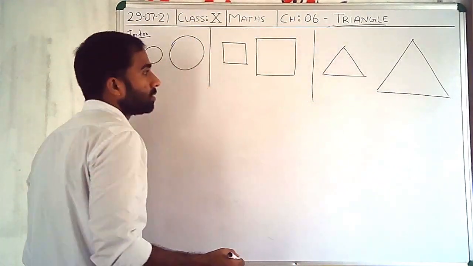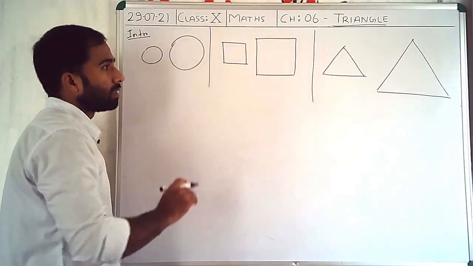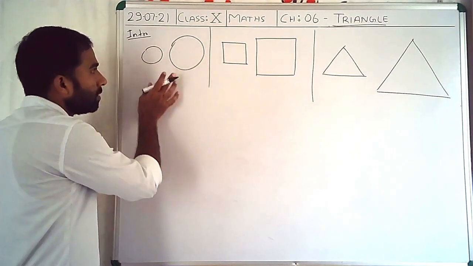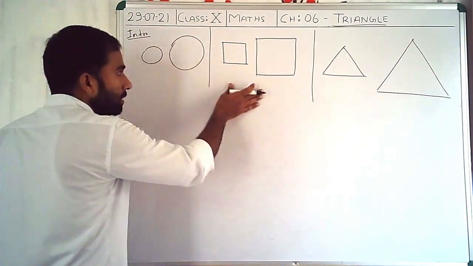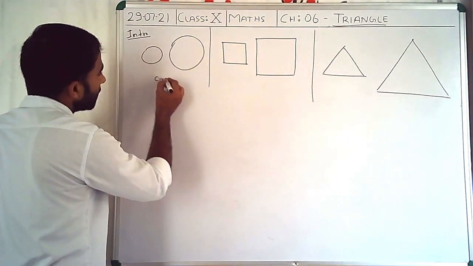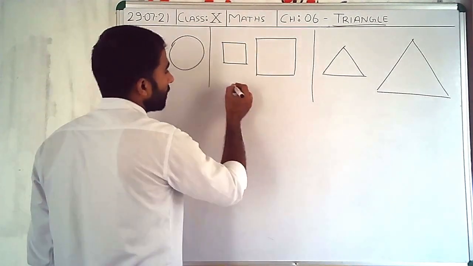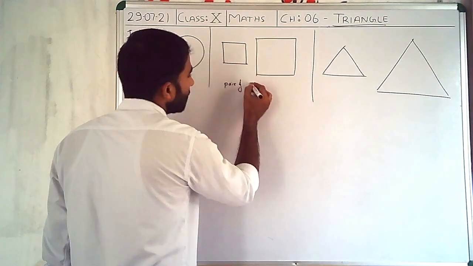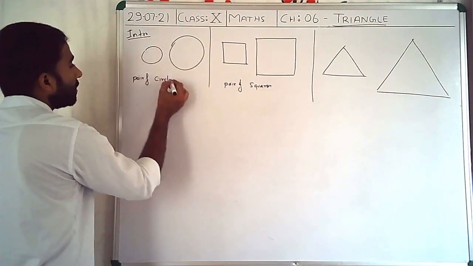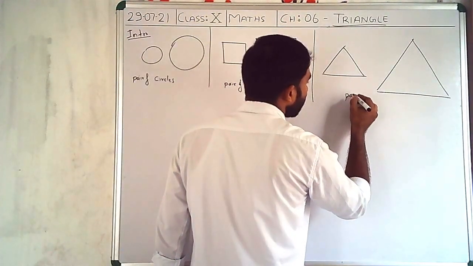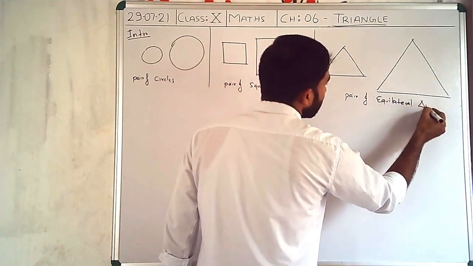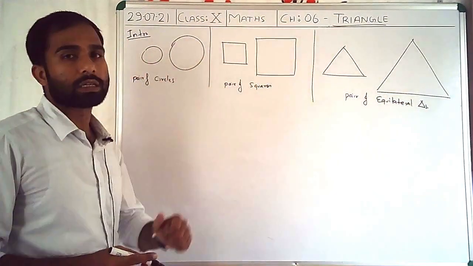Now my question is, what do you think about this figure? So definitely many students having the answer like, sir, this one is a circle, this one is a square, this one is an equilateral triangle. So definitely this one is a circle, pair of squares, pair of circles and pair of equilateral triangles. Okay, now observe this figure carefully.